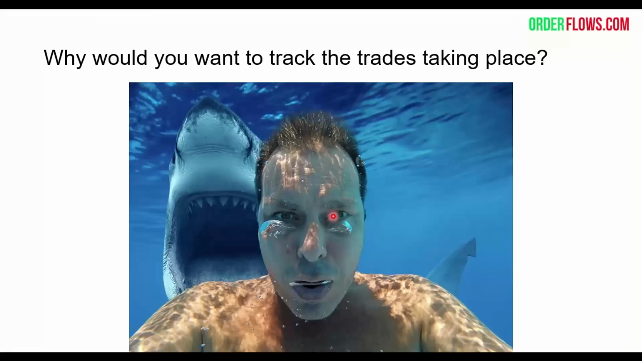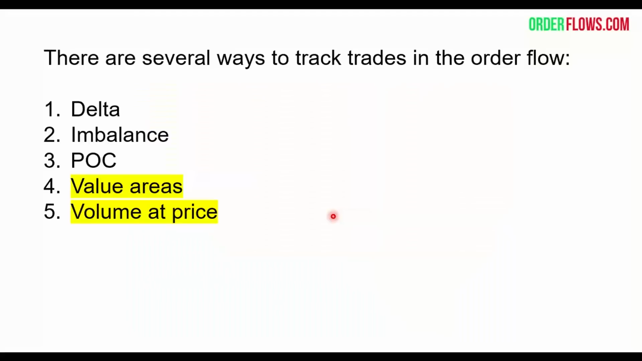Well, you want to know that you don't have some big animal or shark about to come in and bite you. So there's several ways to track trades in the order flow. I talked about delta, imbalance, POC. I'm going to spend some time talking about other information that's derived from the order flow, value areas, and volume at price, which is just as important because that's what's going to help you find good trades that have low risk with strong upside potential, and trades that other traders aren't going to see because they're not looking at order flow. They're just looking at a simple one-dimensional chart, right?